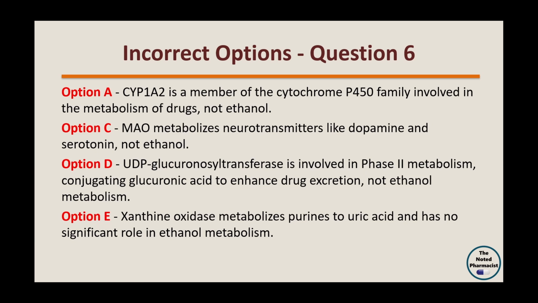Option D is incorrect because UDP-glucuronosyltransferase is involved in phase 2 metabolism, conjugating glucuronic acid to enhance drug excretion, not ethanol metabolism. Option E is incorrect because xanthine oxidase primarily metabolizes purines to uric acid and has no significant role in ethanol metabolism. By understanding the specific role of alcohol dehydrogenase in ethanol oxidation, we can see how its activity is essential for processing and detoxifying alcohol in the body.